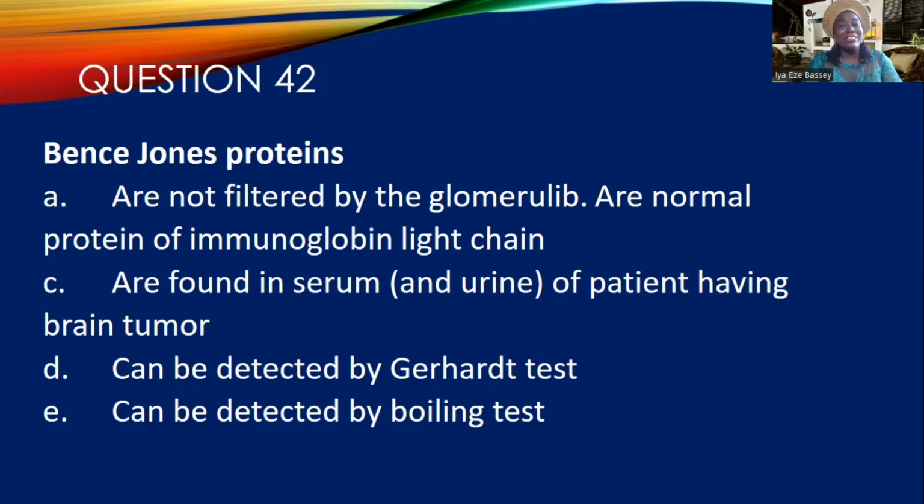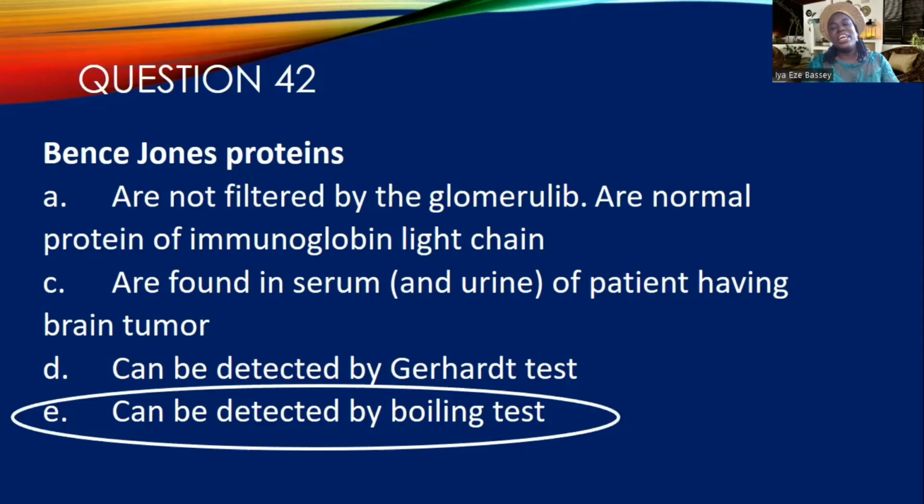Don't mind me, I'm trying to think of the answers I'm asking you. So what do you think is the answer? It's E. It usually is detected by boiling test. When you boil it to about 50 or 60 degrees centigrade, the turbidity appears. If you boil it further, it disappears. So it's by the boiling test.